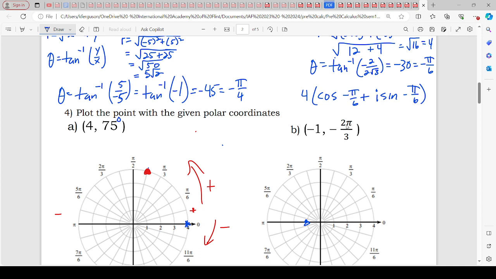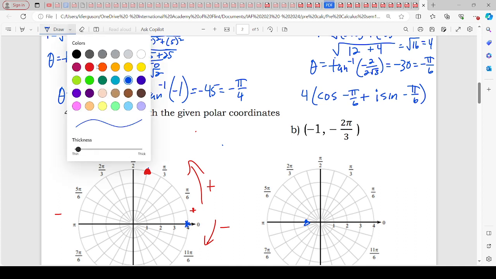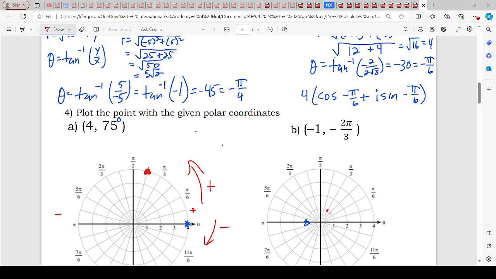And then -2π/3. Well, it'd be nice to know how many steps 2π/3 is. I can look right here: 1, 2, 3, 4, 5, 6, 7, 8. It's 8 steps. But it's going negative, so it's going this way. I go 1, 2, 3, 4, 5. Wait a minute, shoot. 1, 2, 3, 4, 5, 6, 7, 8. It's right here. Yep, right there.